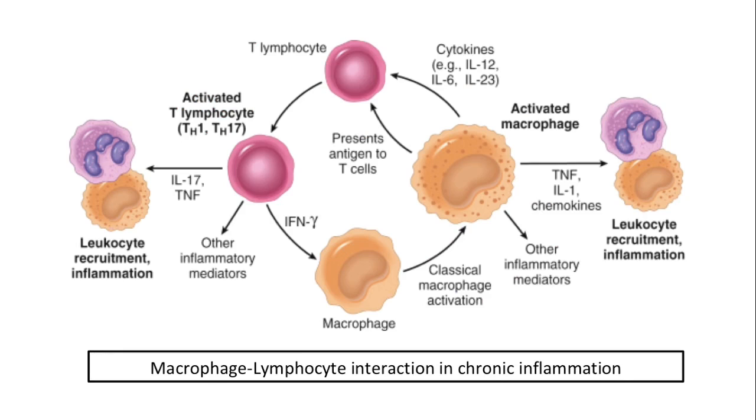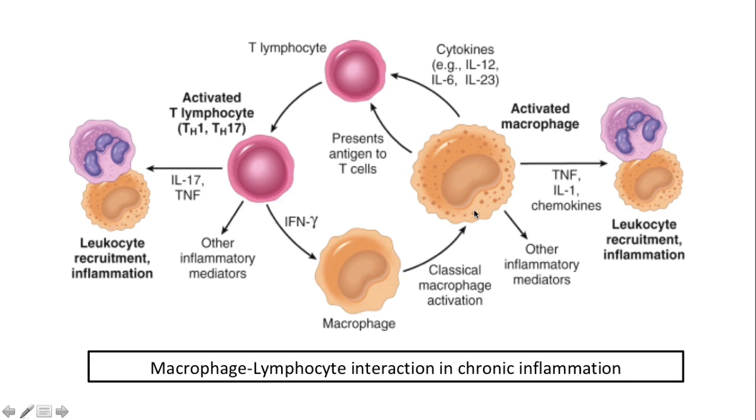Macrophages and lymphocytes, they're kind of best friends. They have this bidirectional interaction which helps in the process of inflammation. This diagram illustrates the macrophage and lymphocyte interaction in chronic inflammation. Macrophages can secrete cytokines and also present antigen to T cells, and the T cells are activated. The activated T cells produce cytokines which then activate macrophages.